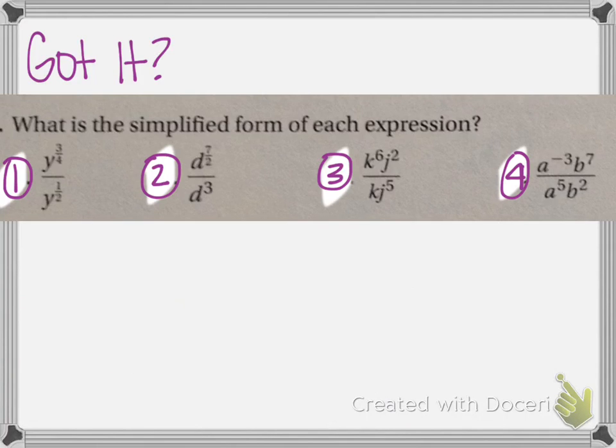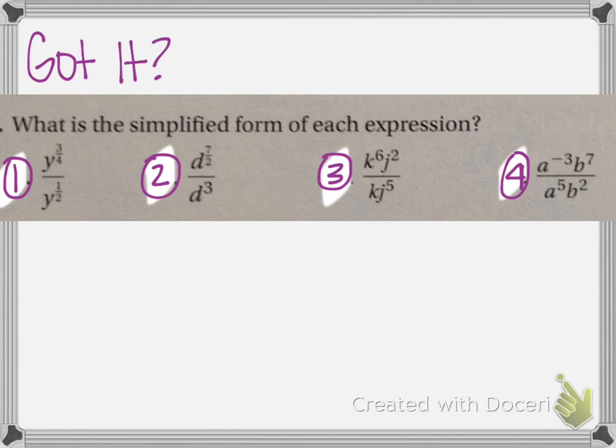Alright, I've got 4 got it questions for you to do. Here you've got some fractions, and that's harder to cancel, so you might just want to do 3/4 minus 1/2. Fractions here again, so you might just want to do 7/2 minus 3. Now here you could cancel. This k cancels 1 of those and leaves 5, and this 2 cancels 2 of those and leaves 3, and you can cancel that. Now here, I didn't show you one with a negative exponent.